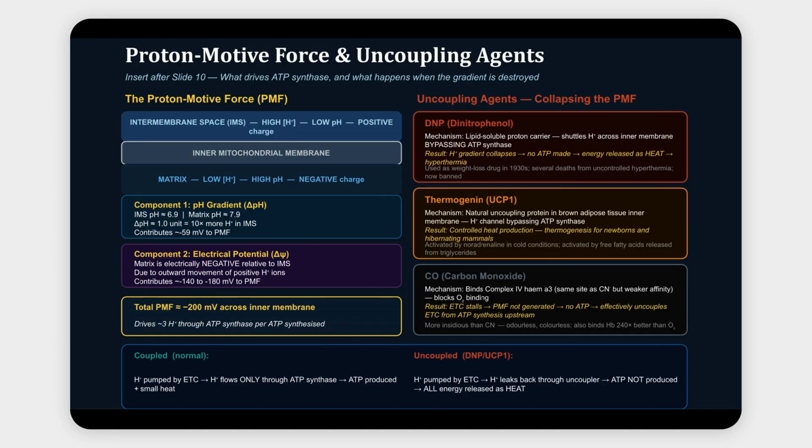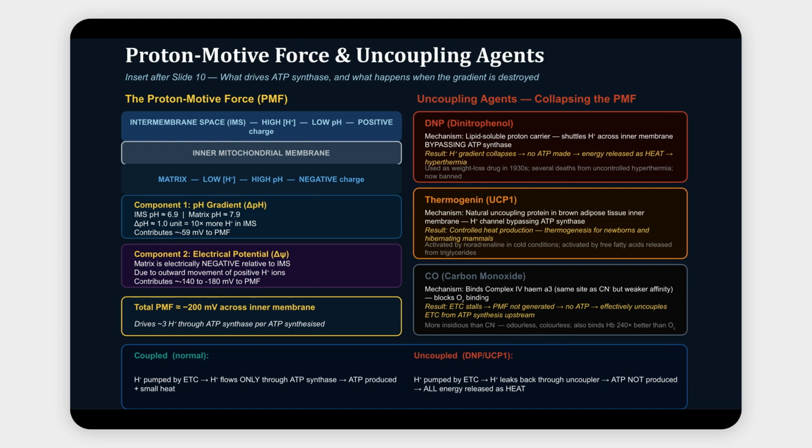Let's talk about the proton motive force. PMF has 2 components. The first is the pH gradient. The IMS has a significantly lower pH than the matrix, and this is because protons are positively charged hydrogen ions, and as they accumulate in the IMS, it makes it more acidic. The second is the electrical potential difference. The matrix carries a net negative charge relative to the IMS because positively charged protons have been pumped out.